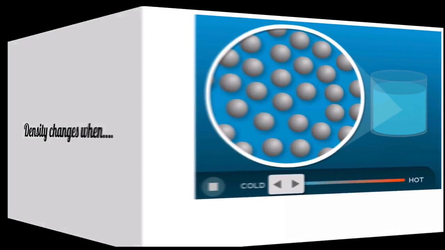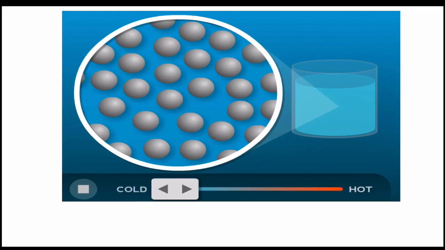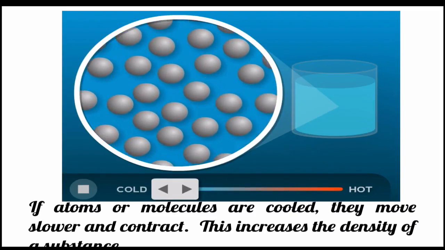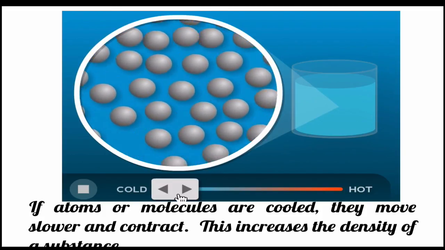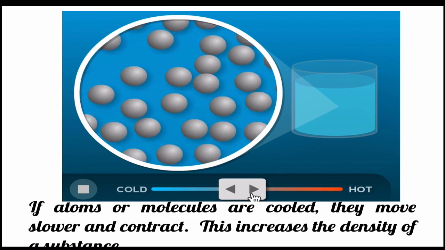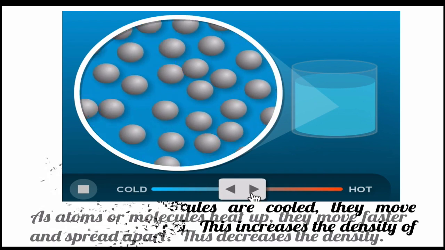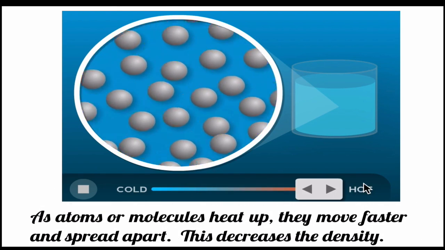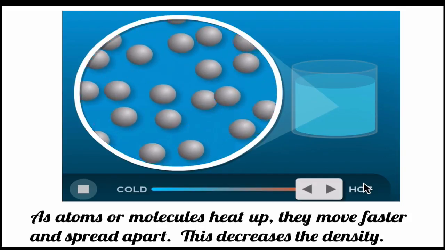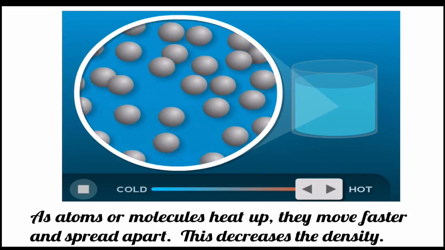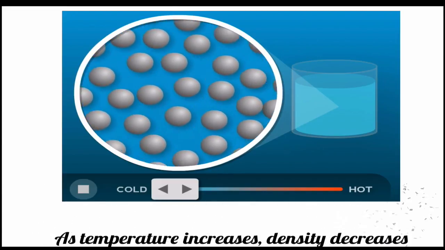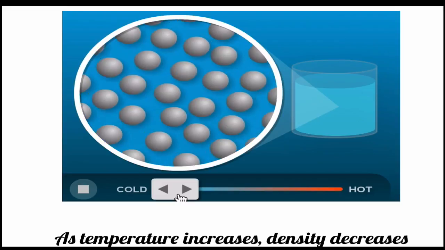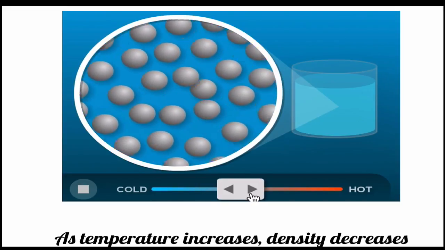So density can change if I change my temperature. In this situation, I'm starting out with a cool temperature. When the atoms or the molecules are cool, they're not going to move very far. But if I increase the temperature, well, I'm going to increase their speed. They move a lot faster. And if they move faster, their density is now decreasing because they're separating. So basically, increasing the temperature will decrease the density.